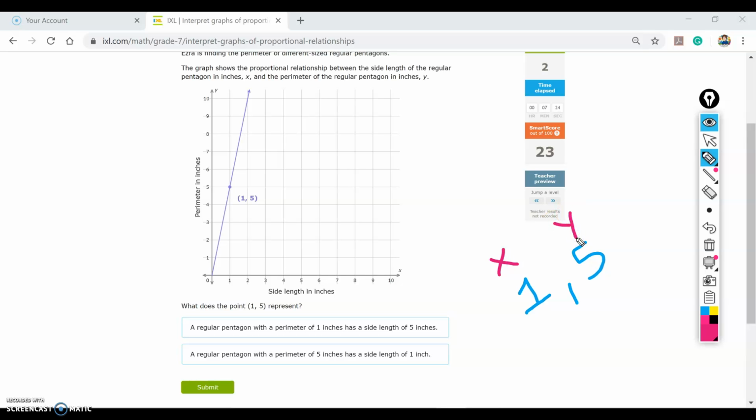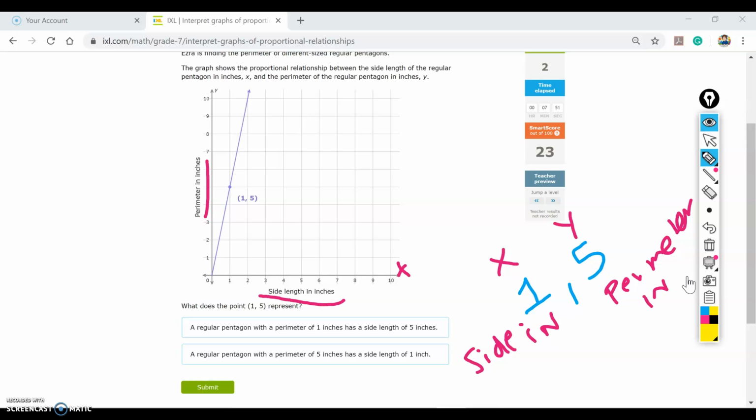So if we go to the x-axis, it is given in inches, the side length in inches. So I'm just going to write here inches. And the y value is the perimeter in inches. You know what? I'm going to write everything because both of them are talking about inches and you can get a little bit confused. So this one is the side in inches and this one is the perimeter in inches. Now let's see which interpretation can be correct based on this.